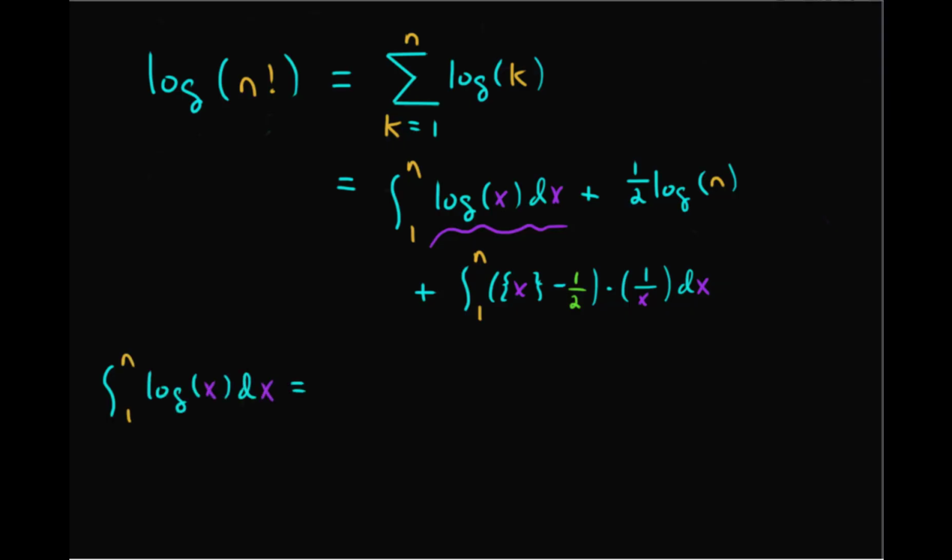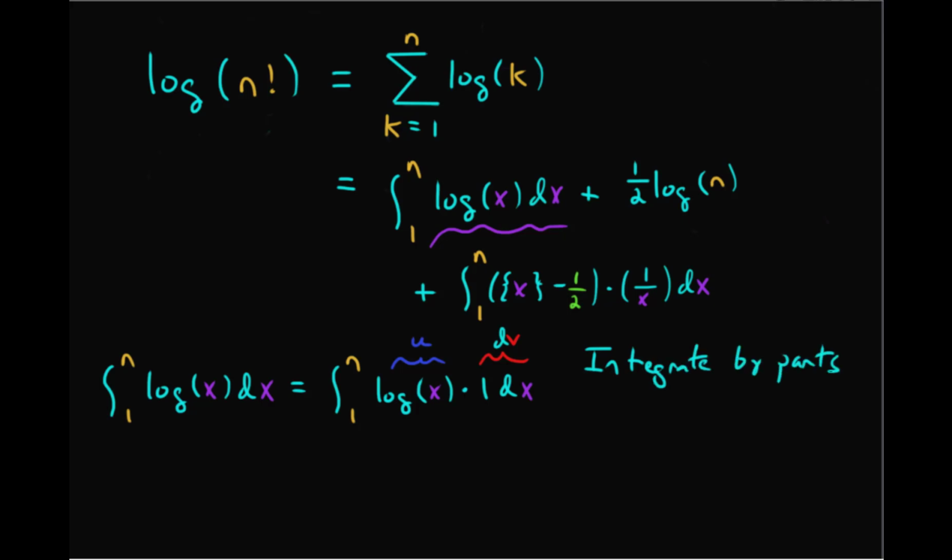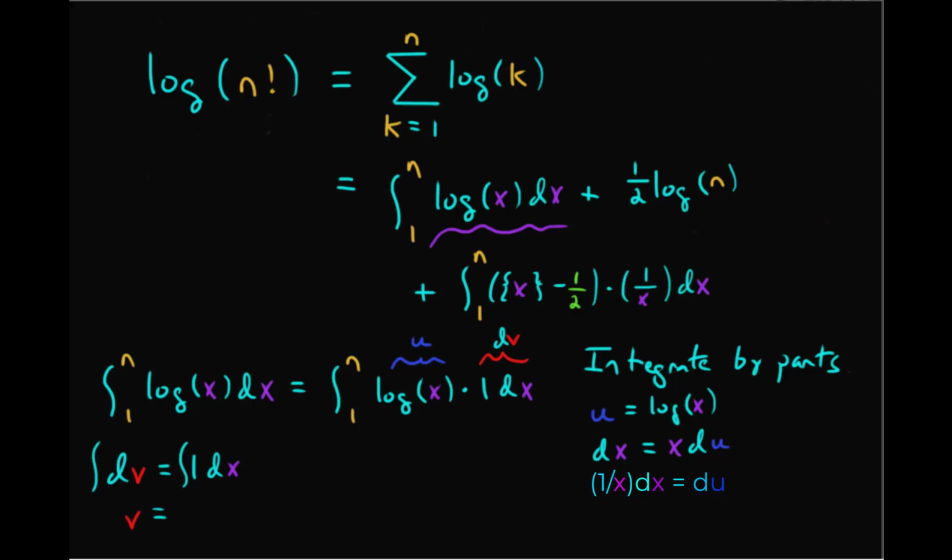In this integration, I will let our variable u of x equal the logarithm of x, and I'll let the differential dv equal 1 times dx. So then we'll have u equals log of x, du dx equals 1 over x, so du equals 1 over x dx. dv equals 1 dx, so integrating both sides, we have that v equals x. And so our integral is equal to the product v times u, that's x times log of x, evaluated at the endpoints 1 and n, minus the integral from 1 to n of v du.